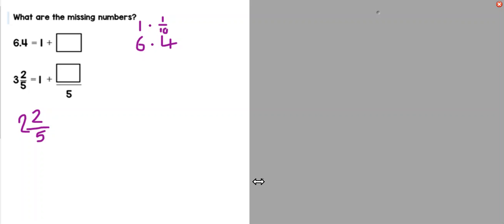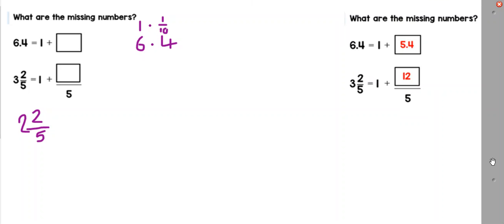Let's have a look at the answer then. So you have got 6.4 equals 1 add 5.4, and for this one you've got 1 plus 12 fifths is 3 and 2 fifths. So in order to work that out, remember you multiply your whole number by your denominator and you add your numerator. So 2 times 5 is 10, add 2 is 12, so that's your numerator, and it stays over your denominator, which is 5.